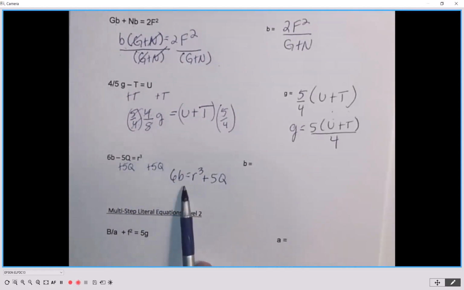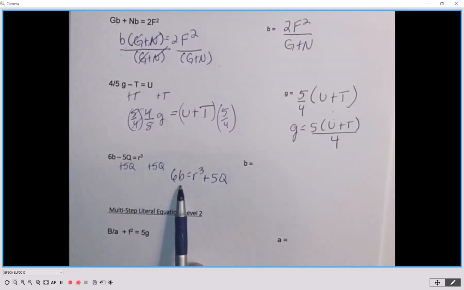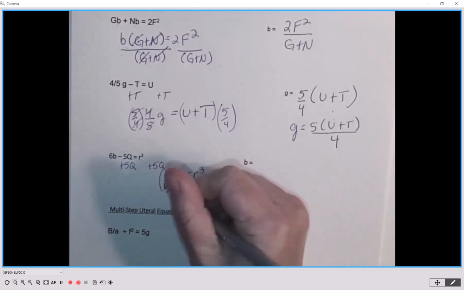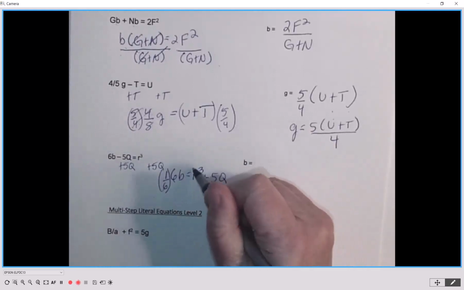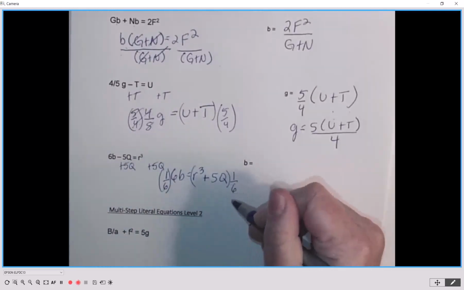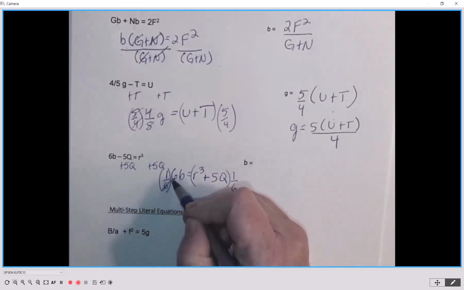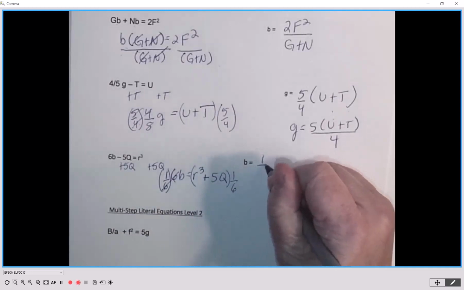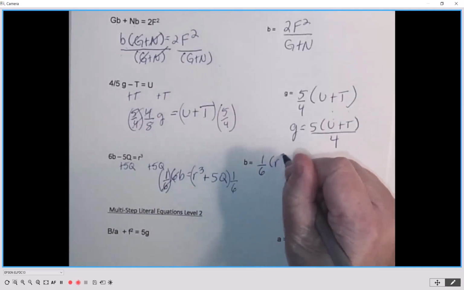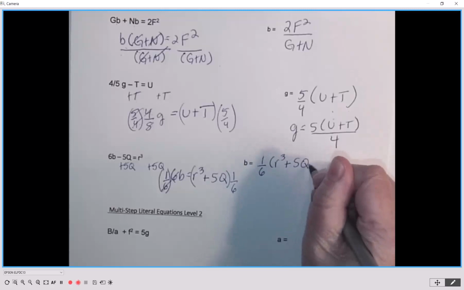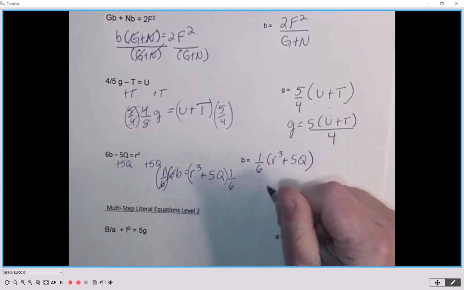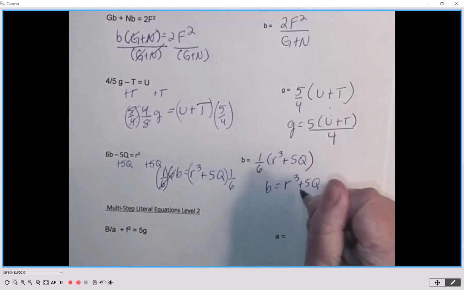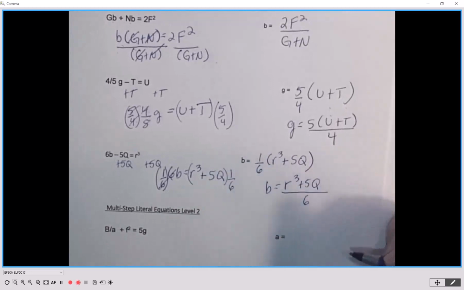And so for me to isolate the b, you can see I need to get rid of the 6. So to do so, I'm going to multiply it by 1 over 6. This whole thing gets also multiplied by 1 over 6. When I do that, those cancel out and becomes b is equal to 1/6 times r cubed plus 5q. Or just get used to understanding that both of these mean the same thing.